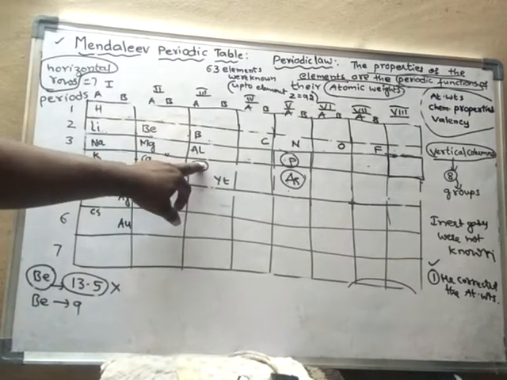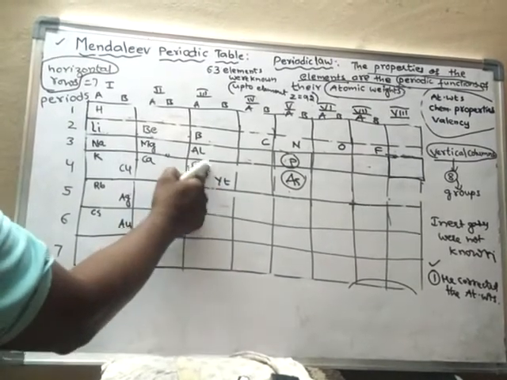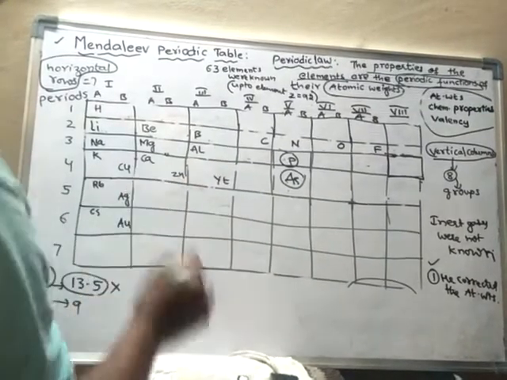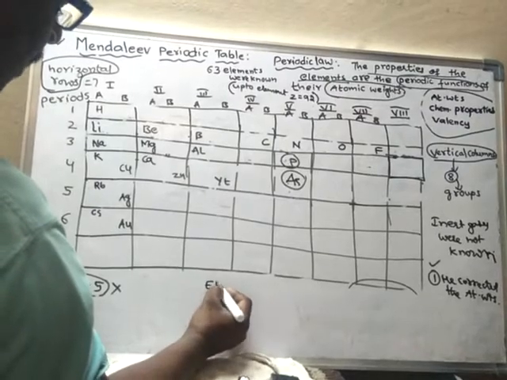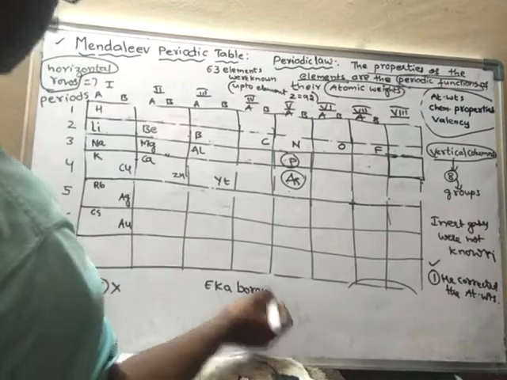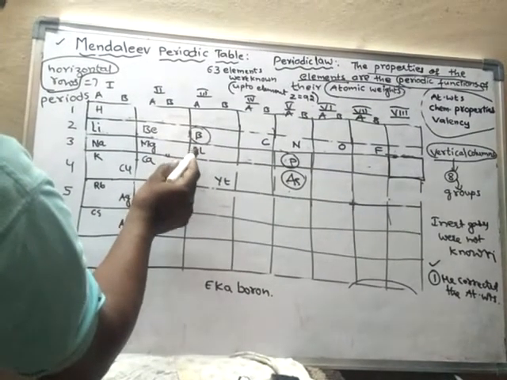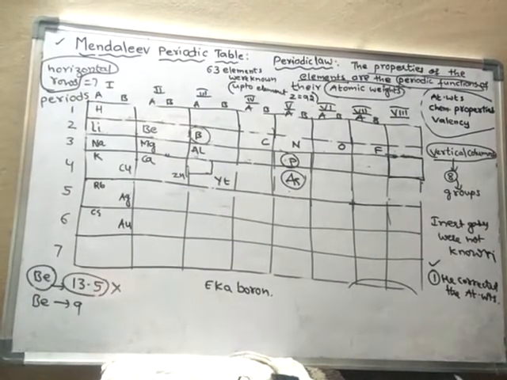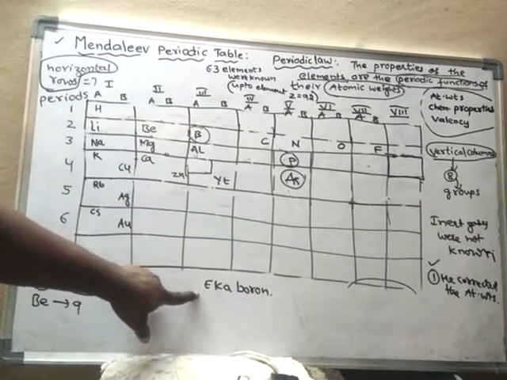And he said that temporarily he gave the name to that place. He left the place as it is, and temporarily he has given a name to that gap as Eka boron. Eka boron means one element after boron. So he is leaving a gap. This gap should be occupied by Eka boron, he said.